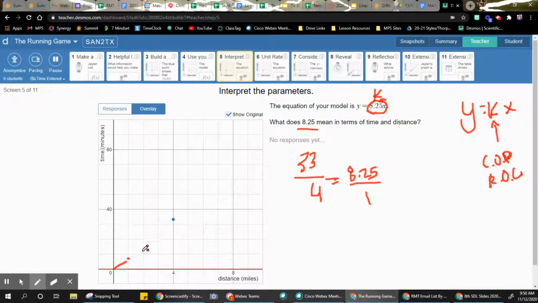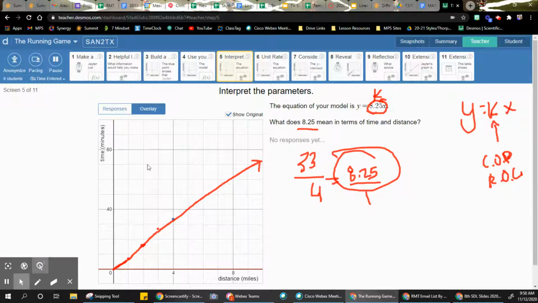Well, 8.25 double is 16.5, so it's going to be somewhere around here. 8.25 times 3 is going to be 24.75, so that's like here. And look, it's going to be even easier for me to draw my line now because I've got more points to put on there. So it took him 8.25 minutes to run 1 mile. All right, let's go ahead and go to our next slide.